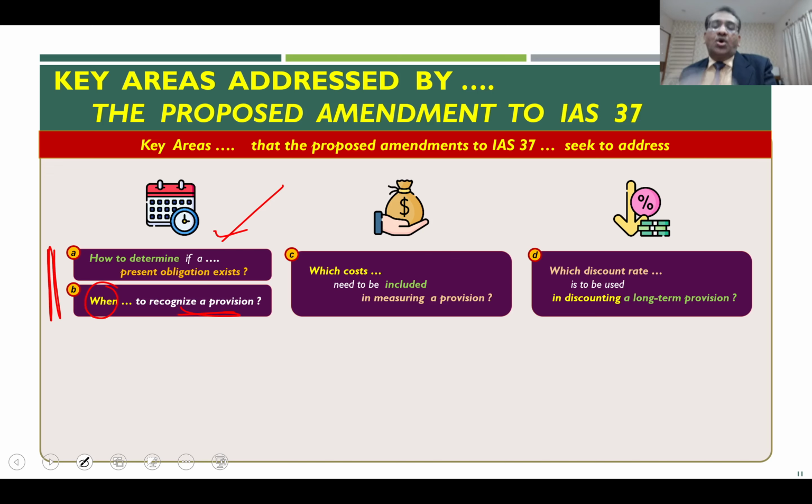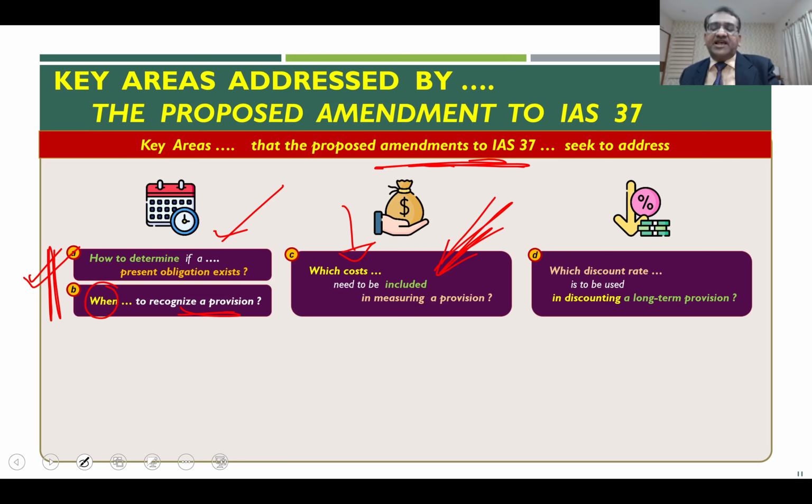This is the core of the areas which the proposed amendment to IAS 37 seeks to address. So you get more clarity and guidance on these aspects. Also, the proposed amendment seeks to give more clarity and insights on which costs need to be included in measuring the provision.